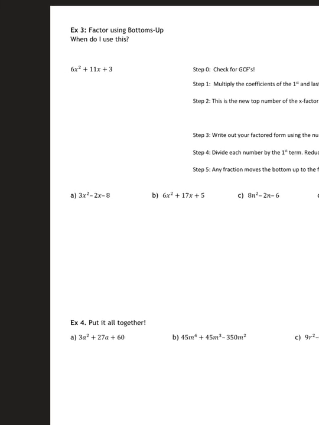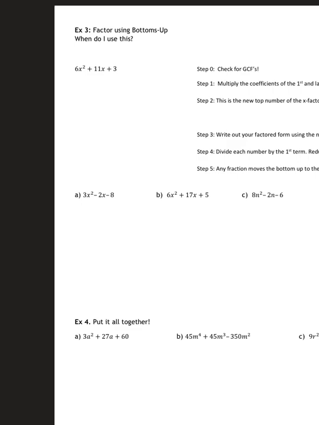So now, this is factoring using the bottoms up. When do I use this? This is only for quadratics, and this is when your x squared coefficient is greater than 1. So basically, you have a number in front of the x squared term, and it's going to be positive. So here's your step 0. I put that as step 0 because you always want to do that first, no matter what. Before you get into it, you always want to check for a GCF.